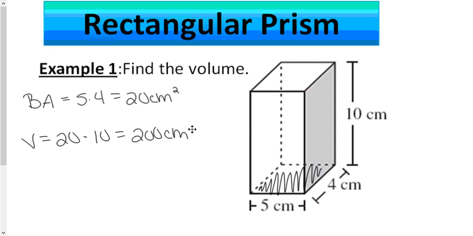Now, last time we always did square centimeters. Now we're going to have cubed, because we did centimeters times centimeters, three times, so we get centimeters cubed. So all the answers that you have for volume are now going to be cubed.